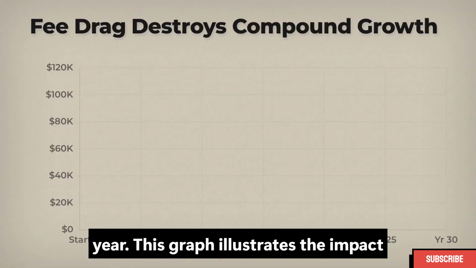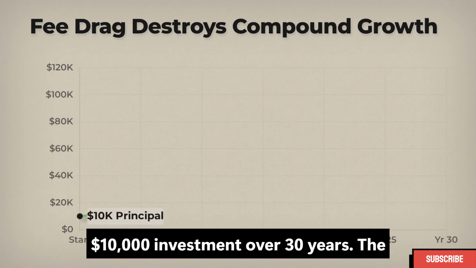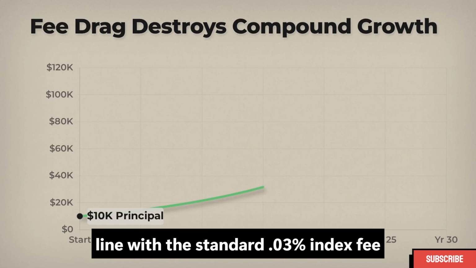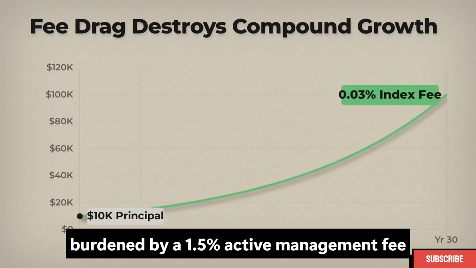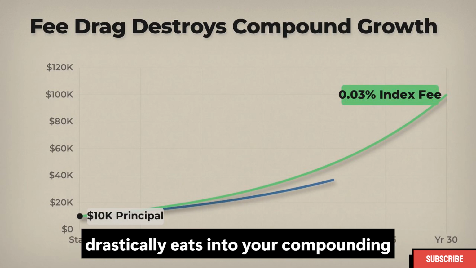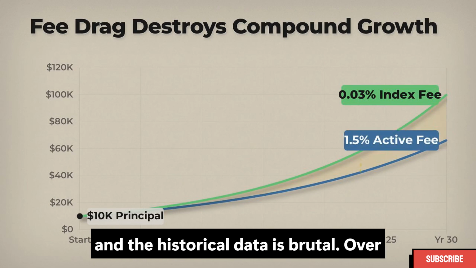This graph illustrates the impact of those fees. Both lines represent a $10,000 investment over 30 years. The line with a standard 0.03% index fee grows aggressively, while the line burdened by a 1.5% active management fee drastically eats into your compounding returns. This is known as fee drag, and the historical data is brutal.